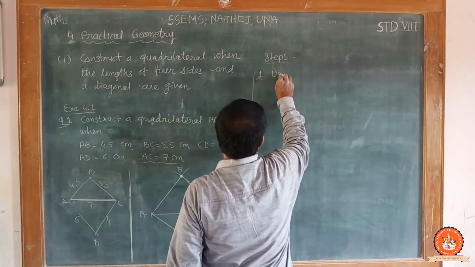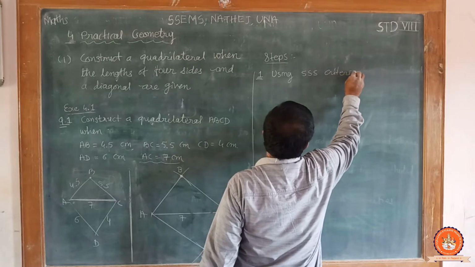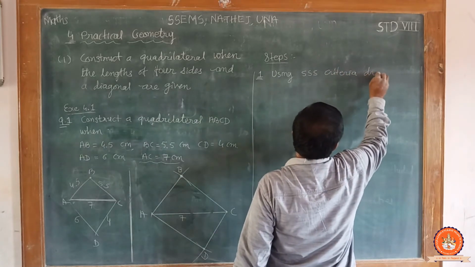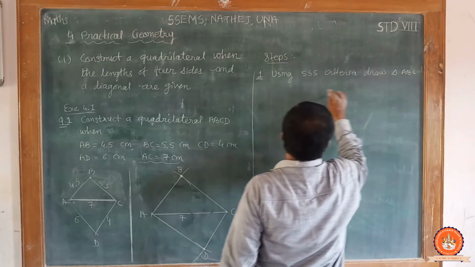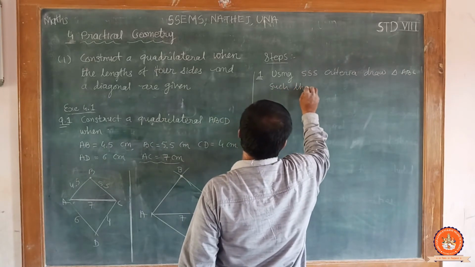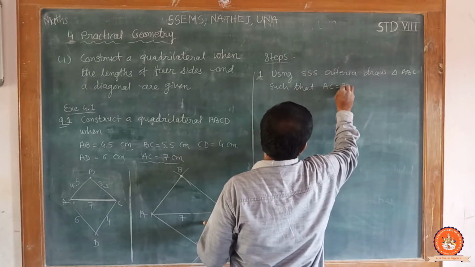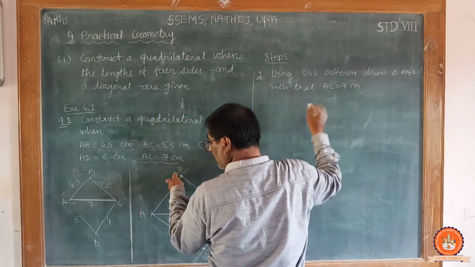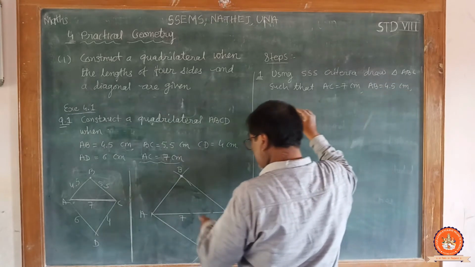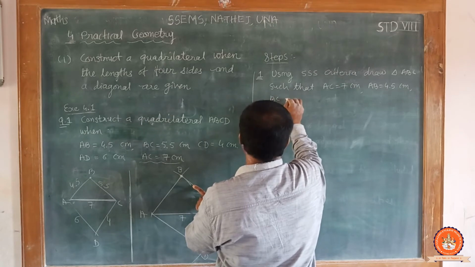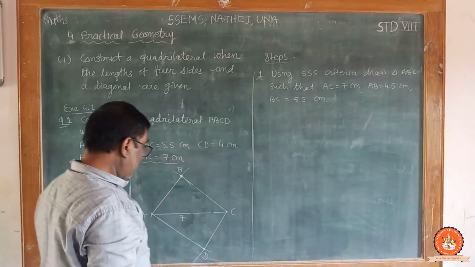So using SSS criteria, draw triangle ABC such that AC is equal to 7 centimeters, then AB is equal to 4.5 centimeters and BC is equal to 5.5 centimeters.